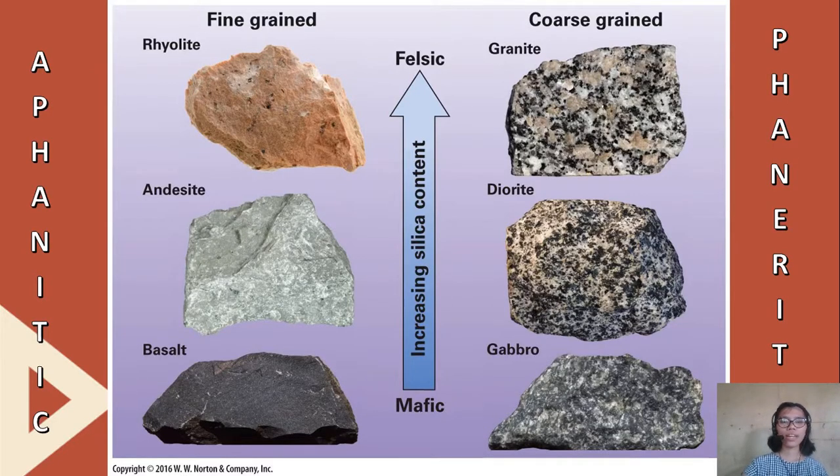So again, aphanitic is fine grain and phaneritic is coarse grain. And when we say mafic, it is dark colored minerals which are low in silica content, and felsic is rich in light colored minerals and has a high silica content.